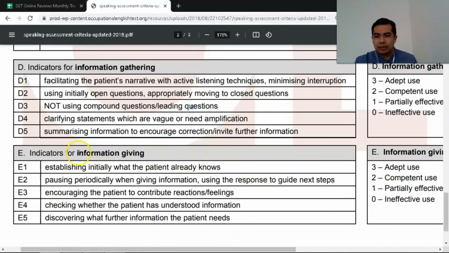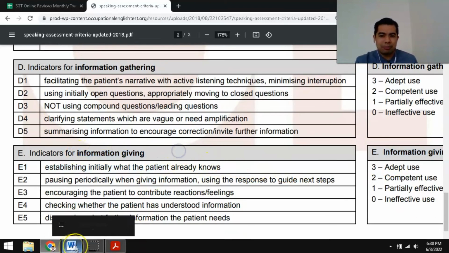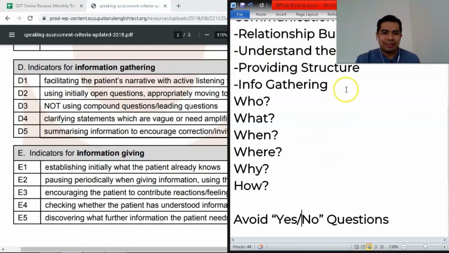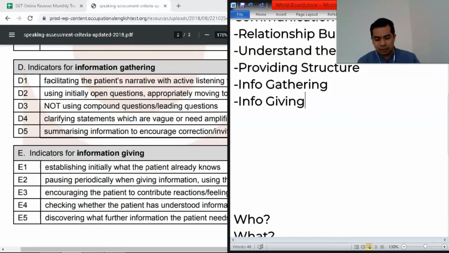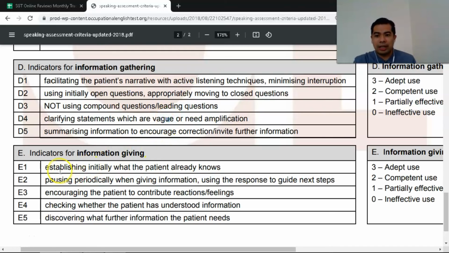Now, the last criteria here is info giving, and it's simply not about medical terms. I think a lot of students think that they have to be smart and give medical information. It's more about how easy or how simple the information is. So your job is really to simplify information. How do you simplify info? First of all, you have to ask what the patient already knows, so that when you start talking to them, it's about the things they're not clear with yet or do not know about.